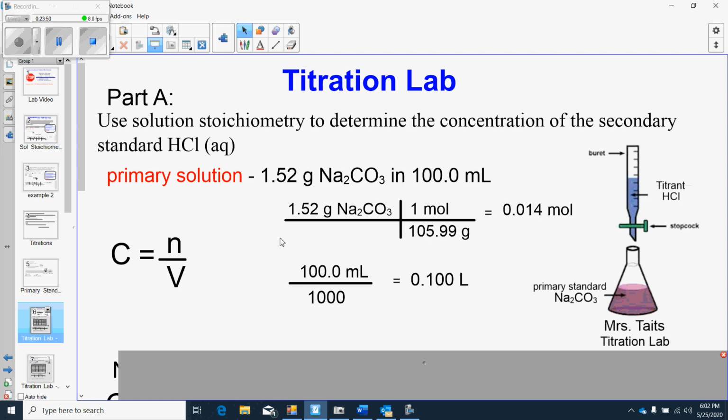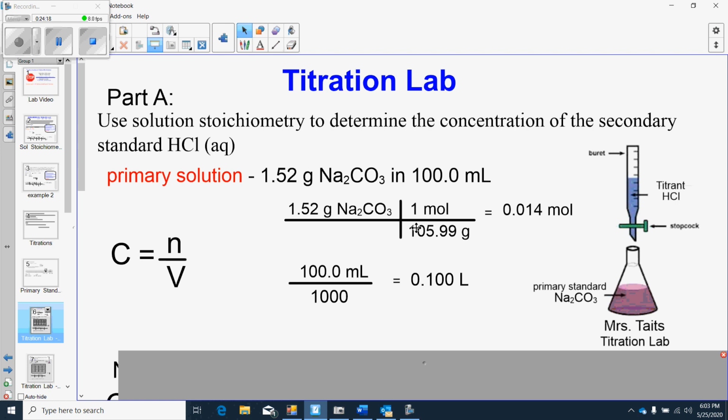Okay? When we were in grade 11, one of the big mistakes we often saw is that someone would just put 1.52 here and 100 mils here, and they wondered why their answer was incorrect. Well, n stands for moles, so we have to take our grams of sodium carbonate, divide it by its molar mass, and we get our moles. Okay? Then we have to take our volume, but our volume here is in milliliters. We have to convert it to liters. So divide by 1,000 to convert it to liters.